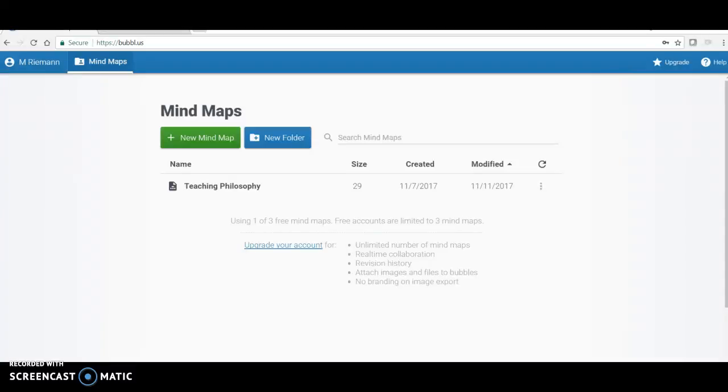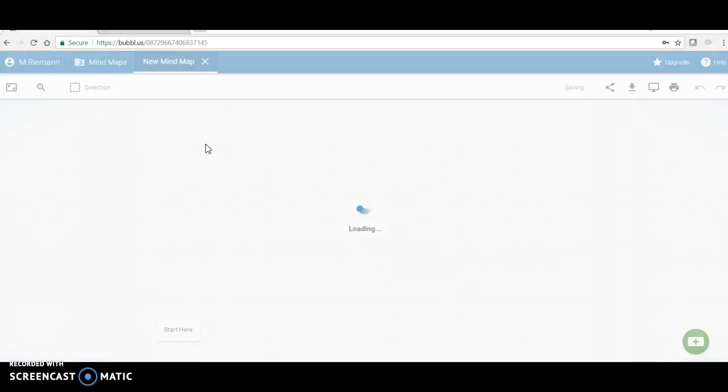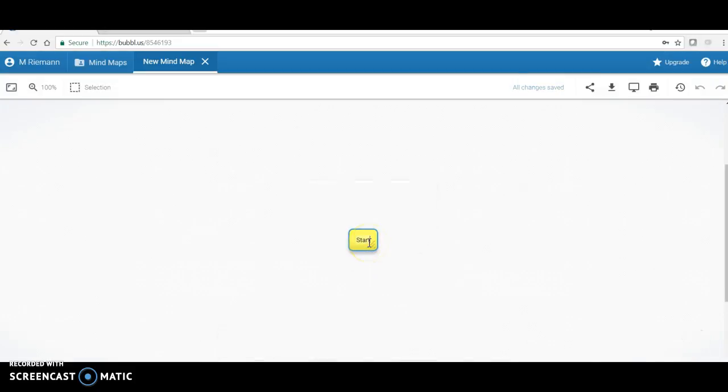To help everyone prepare for the final exam, I want you guys to create a study guide using Bubble. So you're going to go to bubbl.us and you're going to log in. And once you're all logged in, you're going to hit New Mind Map. And in the center, we're just going to start by saying Final Exam.